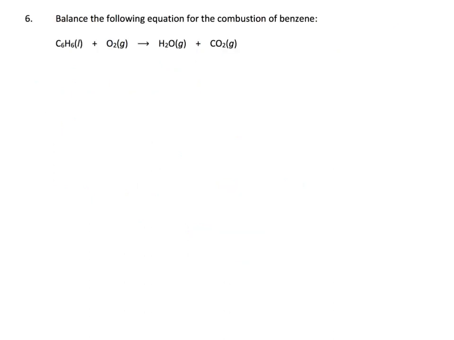Question 6. Balance the following equation for the combustion of benzene. C6H6 plus O2 goes to water and CO2. So we usually start by balancing atoms that only appear once. Carbon appears once on the left and once on the right. So to balance carbon, we need 6 on the right. So we can put a 6 in front of the CO2.